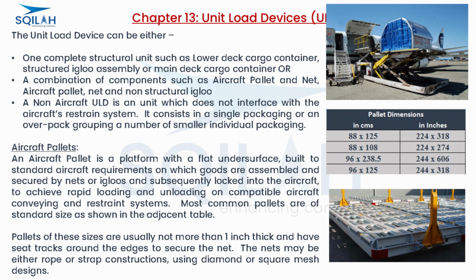Aircraft pallets. An aircraft pallet is a platform with a flat undersurface, built to standard aircraft requirements, on which goods are assembled and secured by nets or igloos and subsequently locked into the aircraft, to achieve rapid loading and unloading on compatible aircraft conveying and restraint systems. Most common pallets are of standard size as shown in the adjacent table. Pallets of these sizes are usually not more than 1 inch thick and have seat tracks around the edges to secure the net. The nets may be either rope or strap constructions, using diamond or square mesh designs.